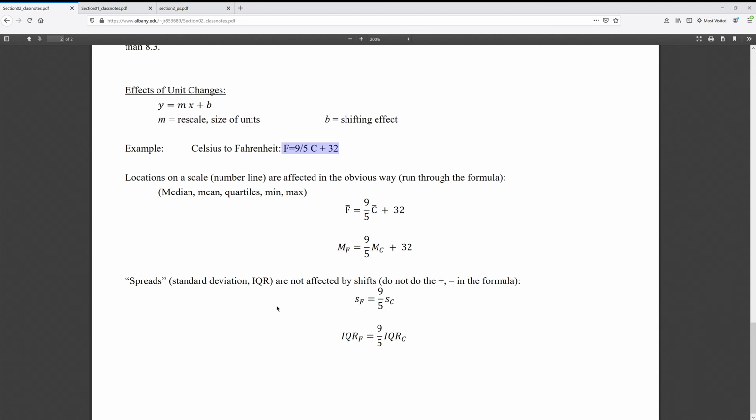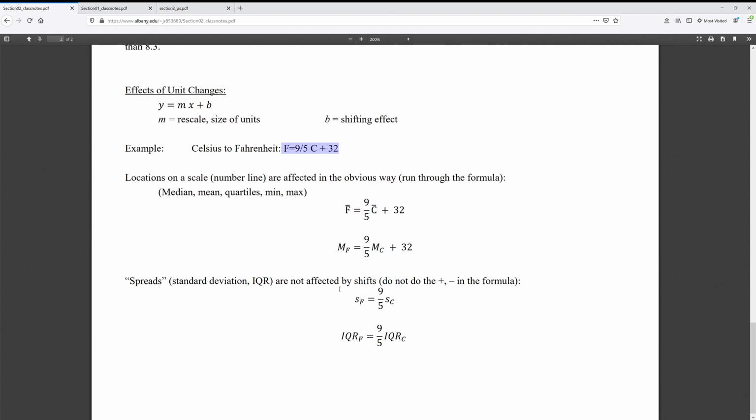But standard deviation and IQR are not examples of temperatures. They are distances between temperatures. So the shifts don't affect them. Standard deviation of temperatures in Fahrenheit is 9/5 times the standard deviation in Celsius. IQR, same principle, 9/5 times the old Celsius IQR. Okay? The same principle would work the other way, although it's not necessarily in this form.